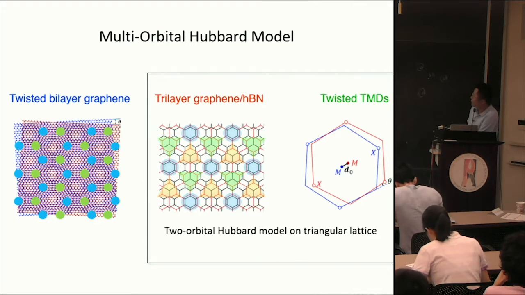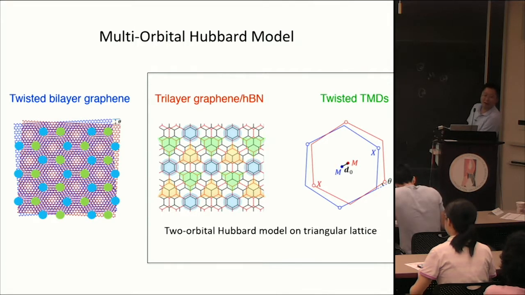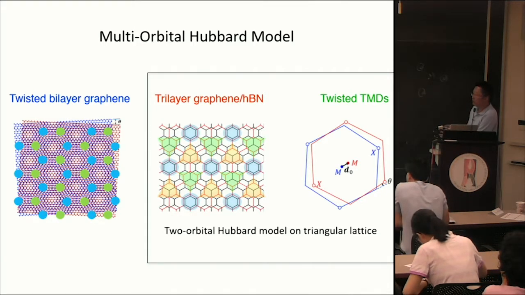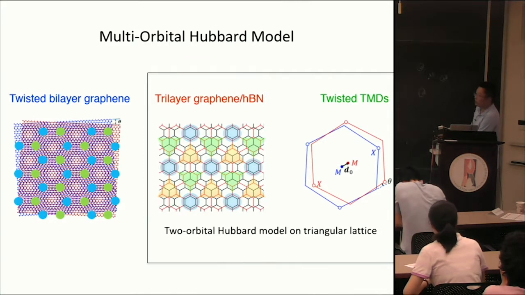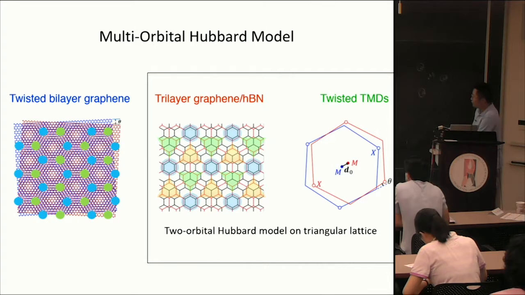Now, one generic feature in these systems is that unlike the usual Hubbard model for cuprates, there are two orbitals involved here. And these two orbitals really come from the presence of two valleys. Remember that in graphene, right, there are these two valleys. And when you form a superlattice, when you form a moiré, these two valleys remain essentially decoupled at the single particle level. So that's why the low energy degrees of freedom come from both valleys. And these two valleys are represented by the two orbitals in this Hubbard model.